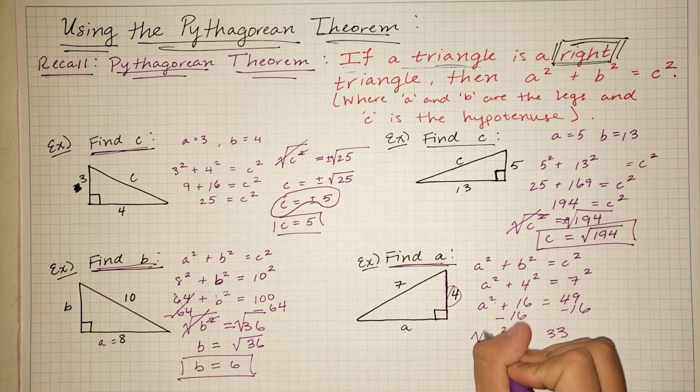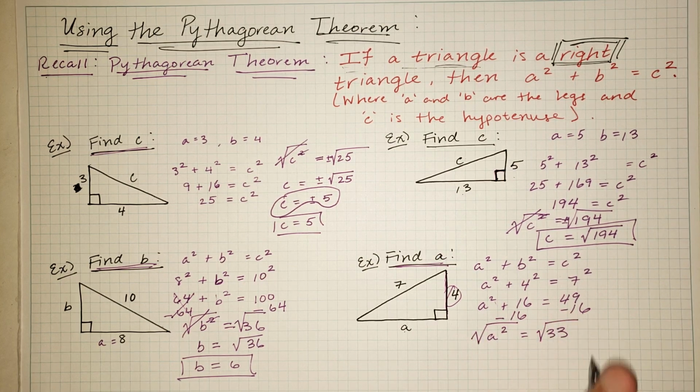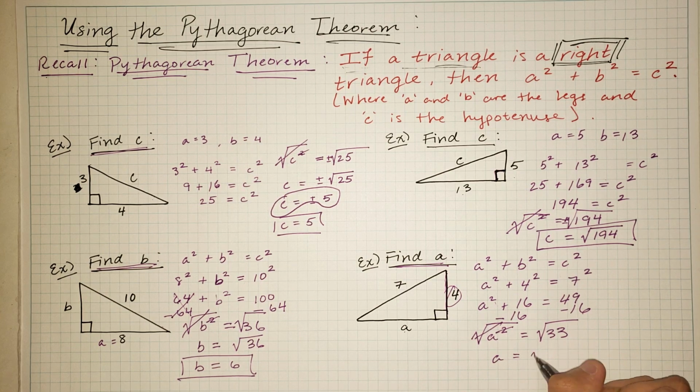Now we can take the square root. And when we do that, the squared goes away and the square root sign goes away, and we're left with a equals the positive square root of 33. All right, and this we're just going to leave alone. Okay, it can't be simplified. And that's it. A is equal to the square root of 33.